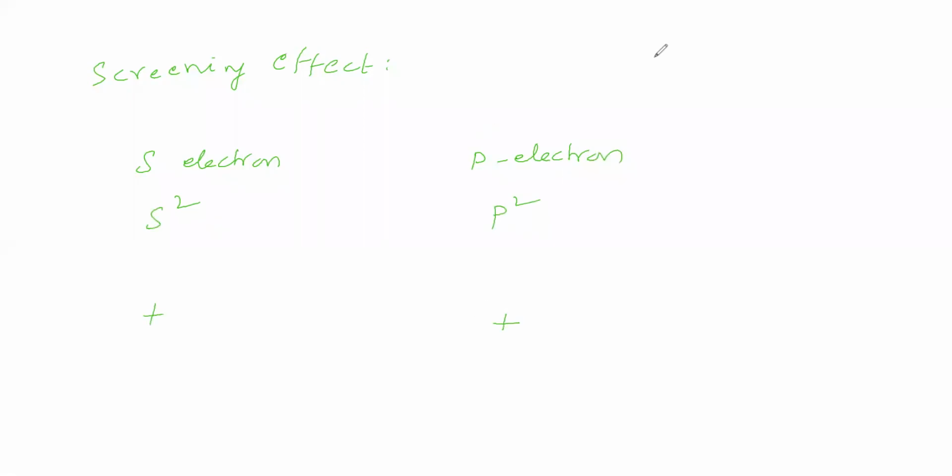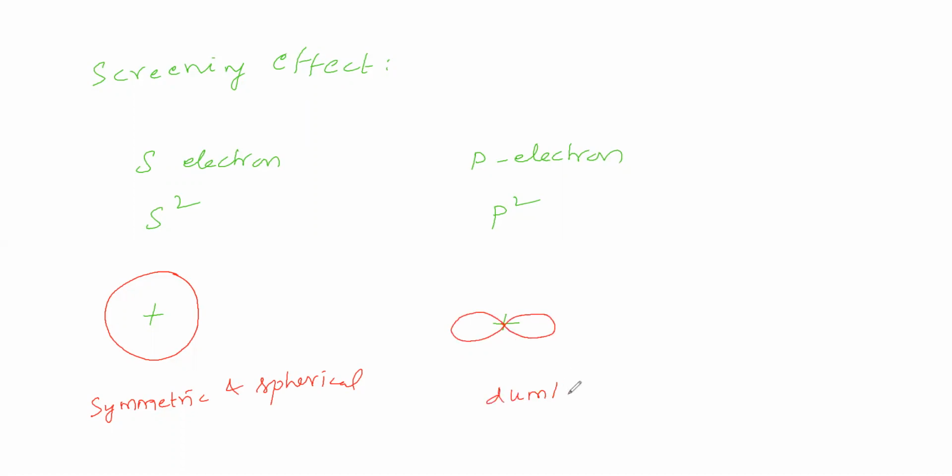S in the sense spherical shape, therefore it is symmetric. S orbital means symmetric and spherical. This p orbital in the sense we can say dumbbell shape. Suppose if it is px orbital, it is along the x-axis.